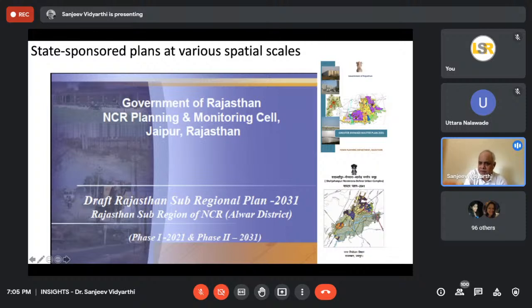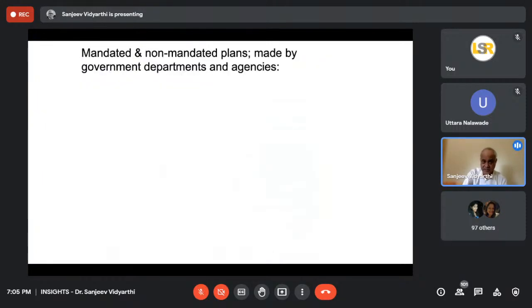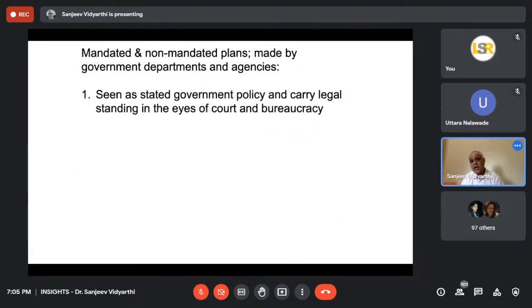They're also making plans for urban complexes, right? Three small cities close to each other. So they made one composite plan for that area. They're making tourism plans for areas within this. Now, there are two kinds of plans. One is mandated plans like master plans.